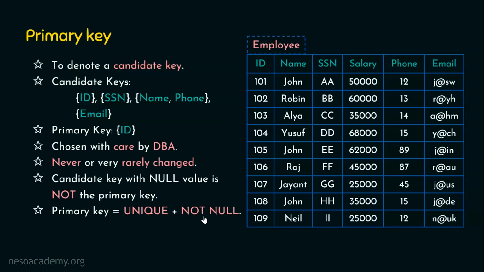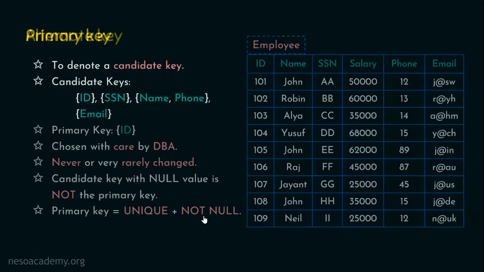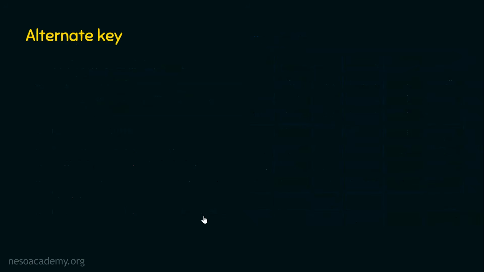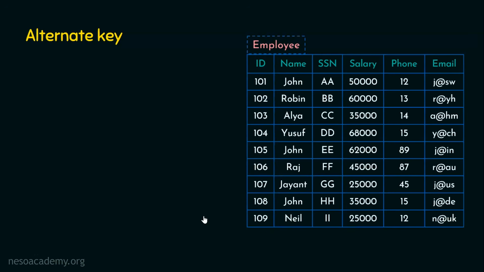We are done with the third key, the primary key. Let's now focus on the fourth key, the alternate keys. So far we have seen super key, candidate key and primary key. And for this employee table, we derived the super key and candidate keys, and we have chosen the primary key. Now what is an alternate key? In the set of candidate keys, the keys other than the primary key are the alternate keys.